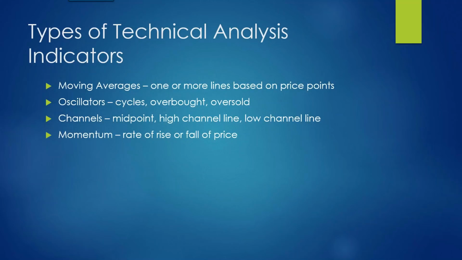Then you'll have channels. Channels usually consist of a midpoint line, a high channel line, and a low channel line. There are different ways to produce a channel. For example, the highs might be one channel line, the midpoint is the middle line, and then the lows of price would be your lower channel. There are all different ways to do a channel. You also have momentum, and oscillators will typically identify as momentum indicators as well. They measure how fast price is rising or falling.